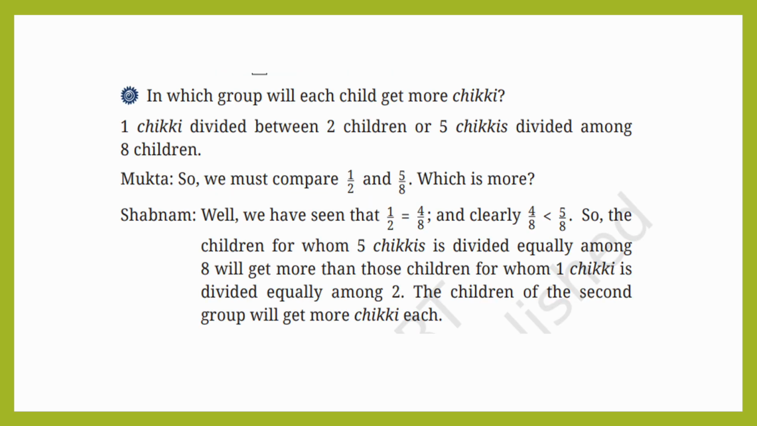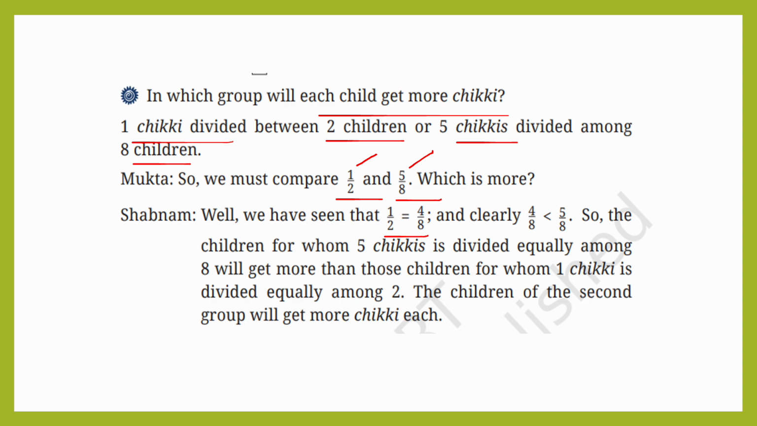In which group will each child get more chicky? 1 chicky divided between 2 children or 5 chickies divided among 8 children? Which group each child will get more chicky? Mukta, we must compare 1 by 2 and 5 by 8. Which is more? See, 1 chicky divided between 2 children, that is 1 by 2. 5 chickies divided among 8 children, that is 5 by 8. Which is more? Shabnam: well, we have seen that 1 by 2 is equal to 4 by 8.